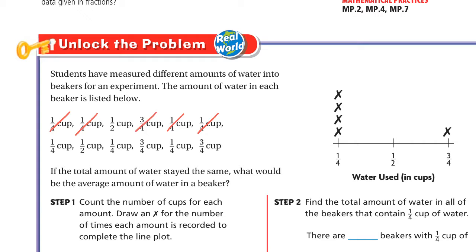So let's do all the half cups. We've got 1, 2, and that's it. And now let's do the quarter cups. 1, 2, 3 more quarter cups. And now let's do the 3/4 cups. 1, 2. So we've got 2 more of those.